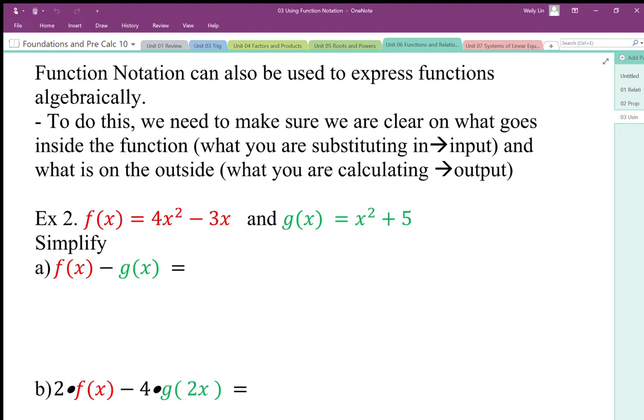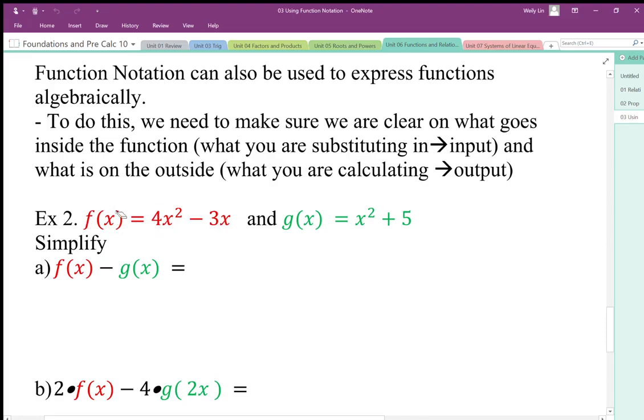We use function notation to show that whatever's inside here, the inside, can replace the x in the function. Okay, so we're going to differentiate between the inside part, where we have this part here. This is the inside, or my input, or my domain. And when I input it into here, the output is going to be that whole calculation, or this f of x. So f of x represents y.